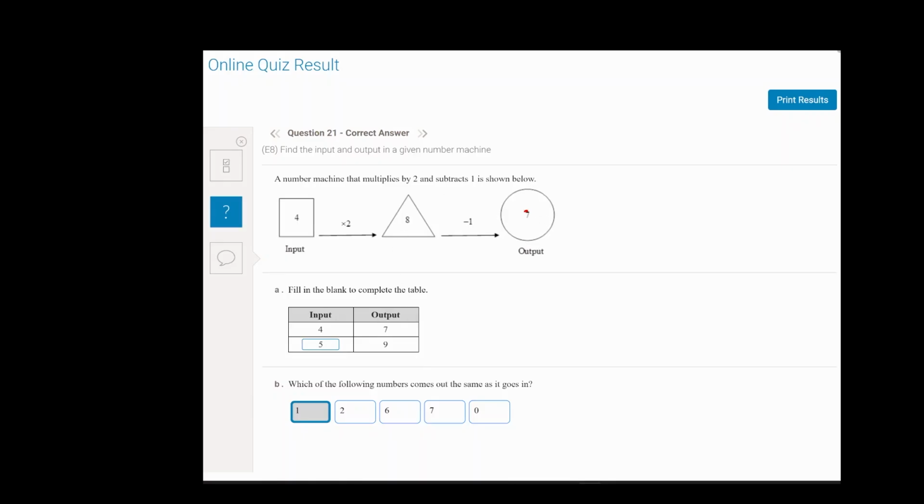Okay, so here we have 9 as the output. Which of them equals 10? Because it's minus 1, so it would be 10. So 5. What you need to double check: 5 times 2, 10, minus 1, 9. Which of following numbers comes out the same as it goes in? 1 times 2 equals 2, minus 1 equals 1.